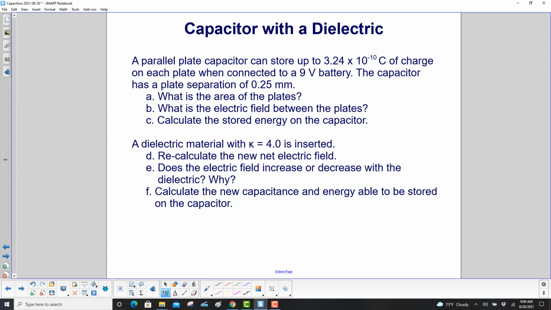A. What is the area of the plates? B. What is the electric field between the plates? And C. Calculate the stored energy on the capacitor.